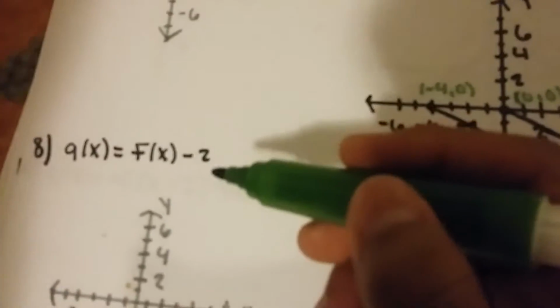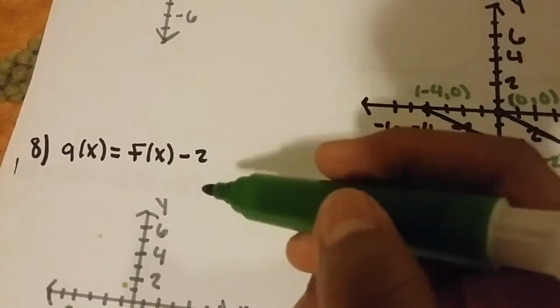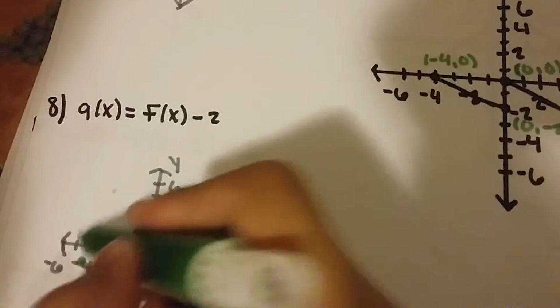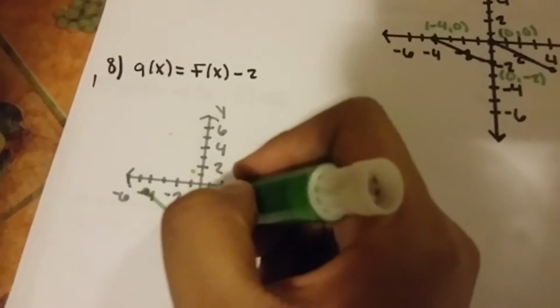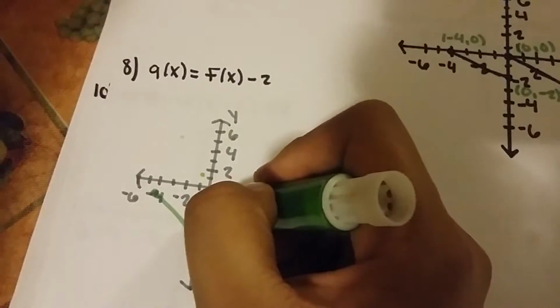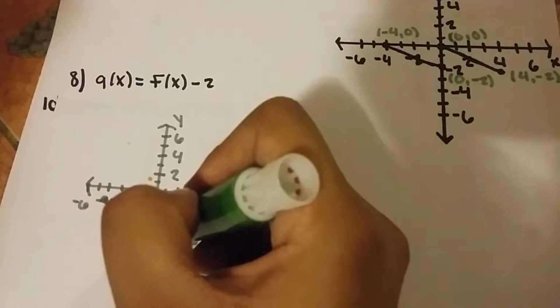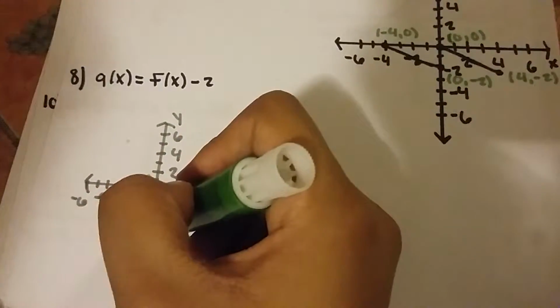Number 8, you have g of x is equal to f of x minus 2. Your first point is at negative 4, 0, so you will move it down 2 to be negative 4, negative 2. Your second point is at 0, negative 2, and you'll move it down 2 to be 0, negative 4, and that would be your first line.